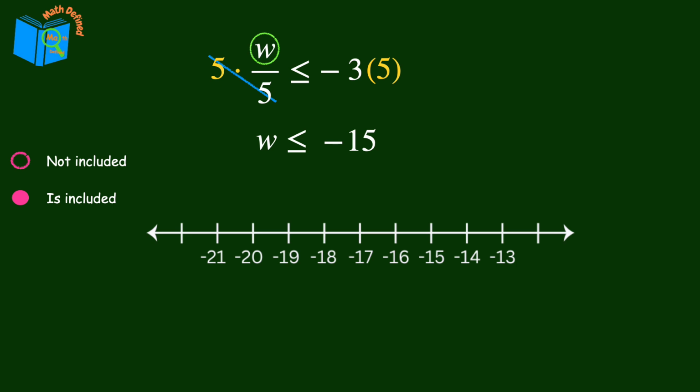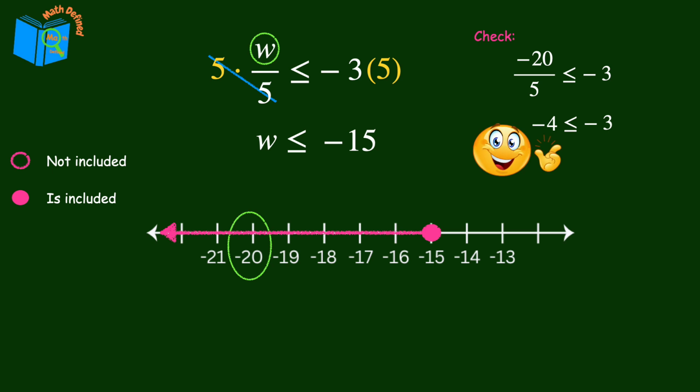Let's graph it. Since -15 is included in the solution for w, we need to place a closed circle on -15. Then we'll draw this arrow shading all values less than -15. It's always a good idea to check the solution. We need to choose a value less than -15, say -20, and substitute it back in place of the w in the original inequality. On the left side, -20 divided by 5 is -4. And -4 is less than -3, so both our solution and our graph are correct.